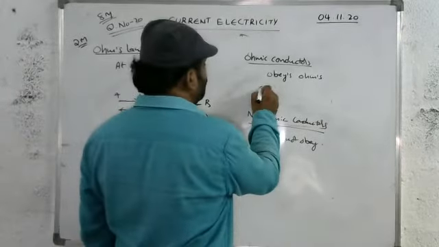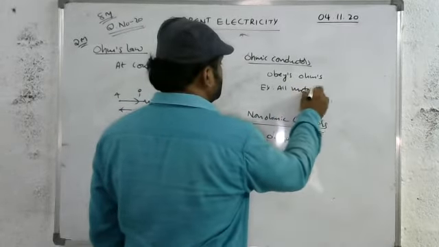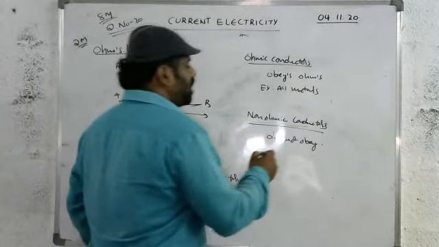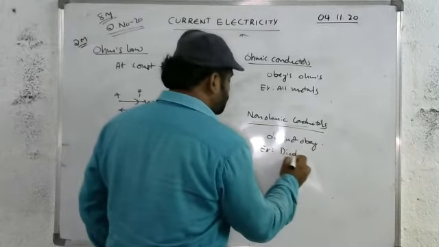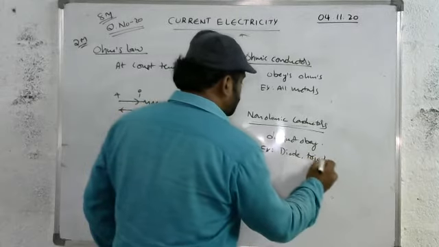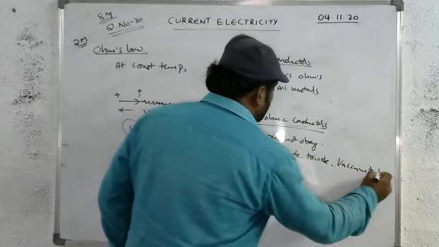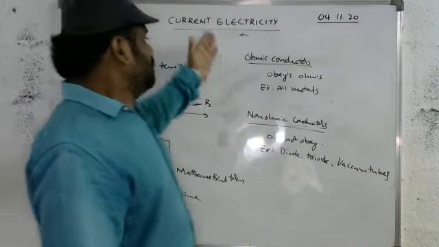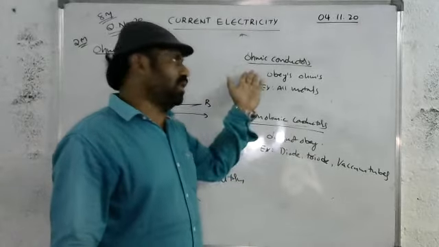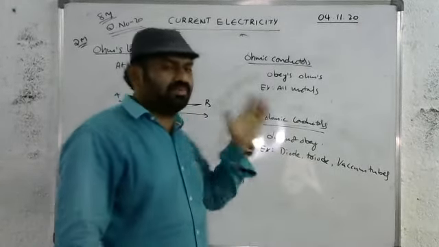The examples for the ohmic conductors are all metals. And the examples for the non-ohmic conductors are diode, triode, vacuum tubes. These are all examples of non-ohmic conductors. So, ohmic conductors are ohmic devices. Non-ohmic conductors are non-ohmic devices.